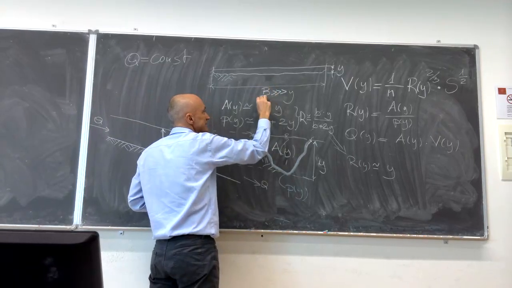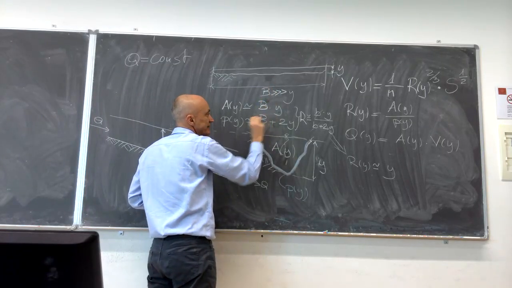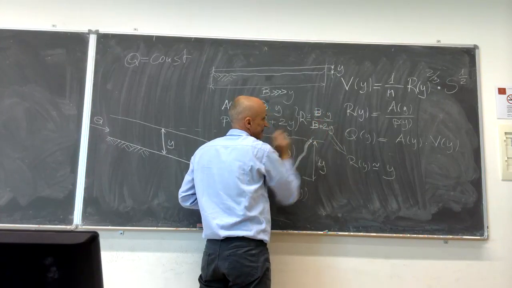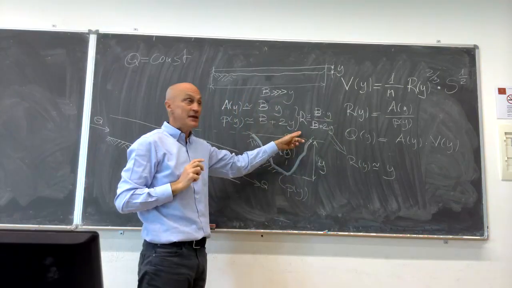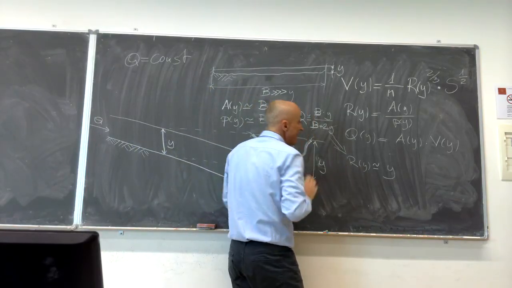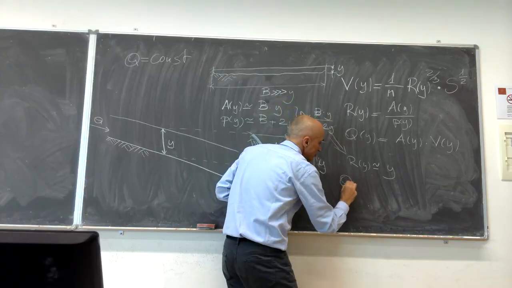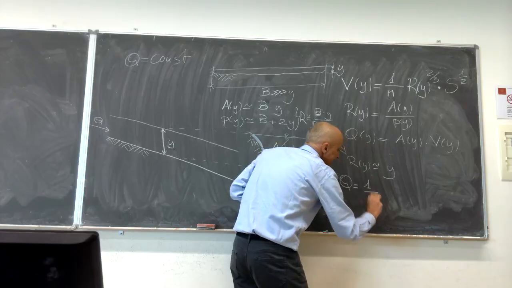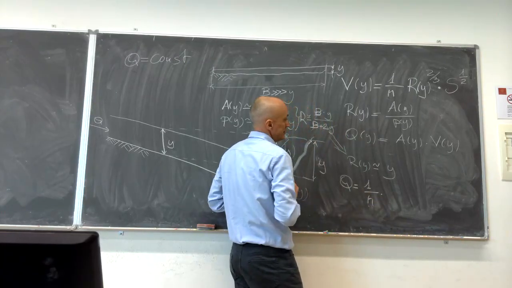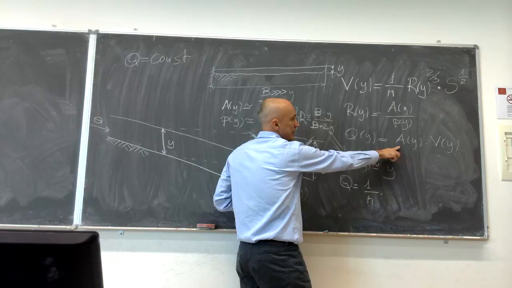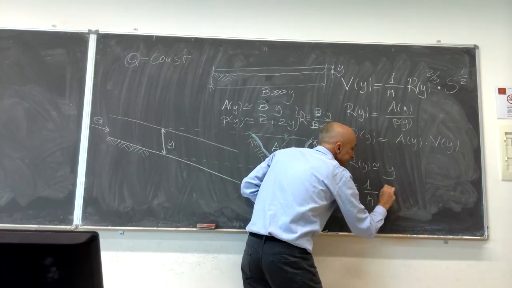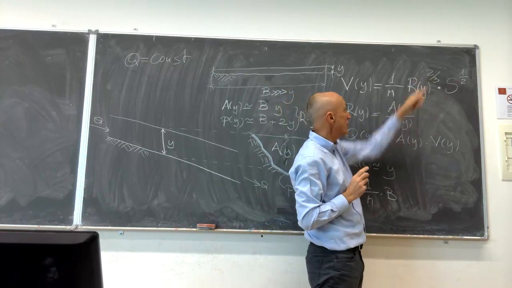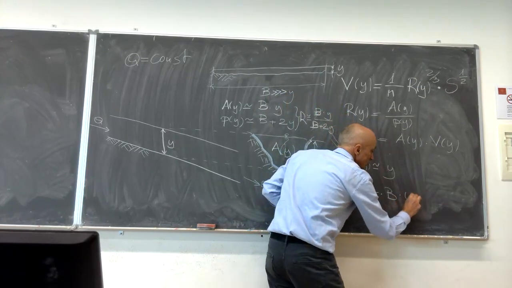Okay, so this is why for a very wide river cross-section, Q is equal to what? 1 over n times what? The wetted area, so B times Y, but then we have Y to the power of 2/3, so times Y to the power of 5/3, times S to the power of 1/2. Okay?